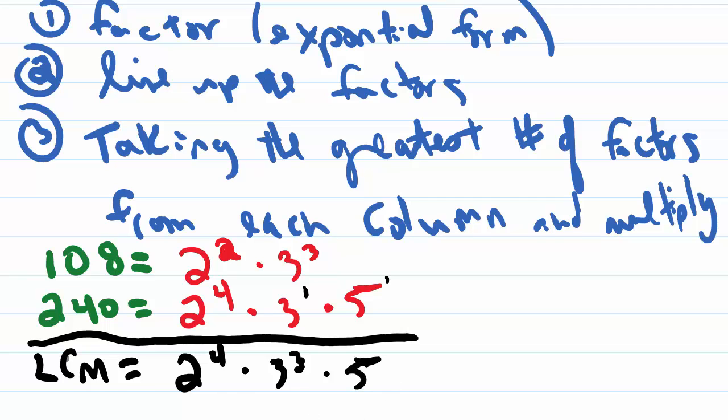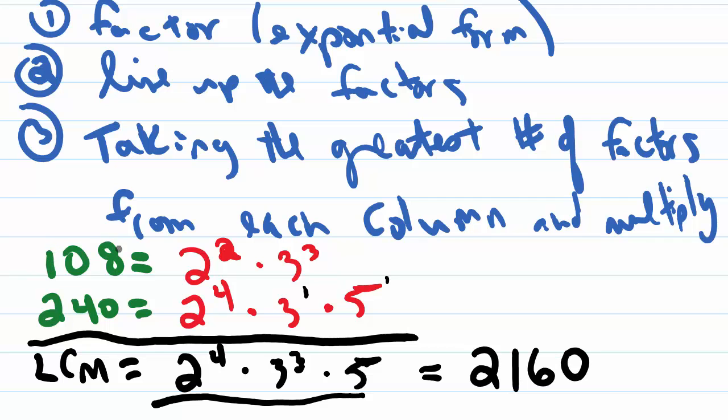5. So to find my lowest common multiple, I just perform this operation. This is taking the greatest number of factors from each column, if I line them up properly, and then multiply. So when I do this calculation, I end up with 2 to the 4th, 2 times 2 times 2 times 2, times 3 times 3 times 3, times 5, and I get 2,160. So I don't want to have to find all these multiples of 108, then all the multiples of 240, until I find, hey, finally 2160 matches up. Okay, that's a little bit too much work.